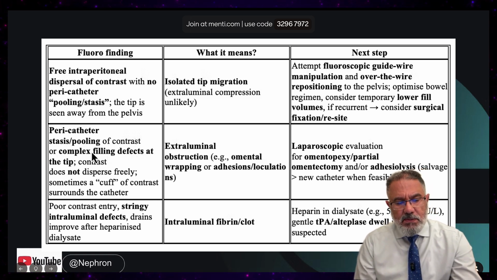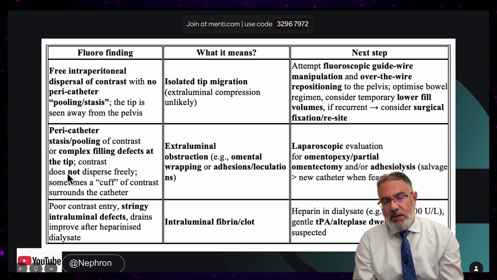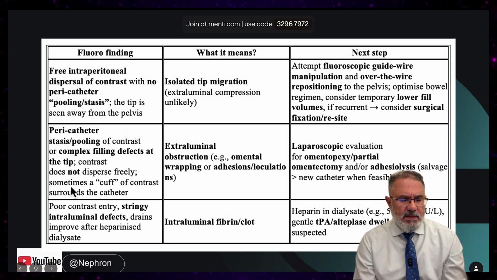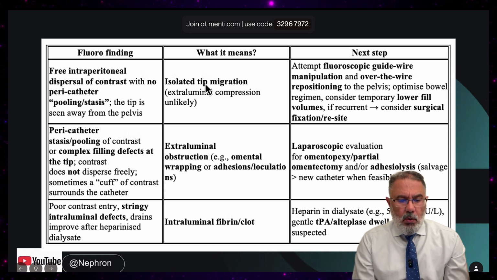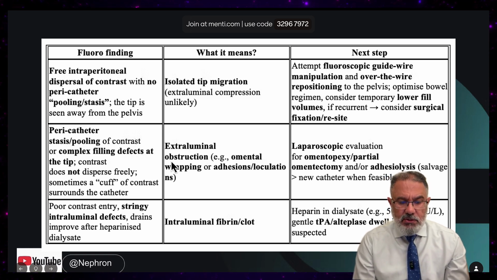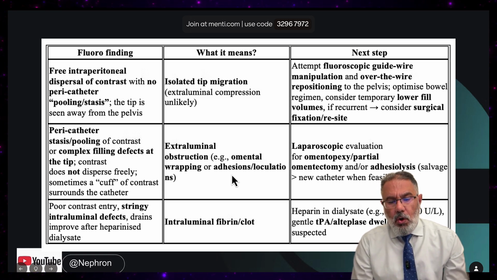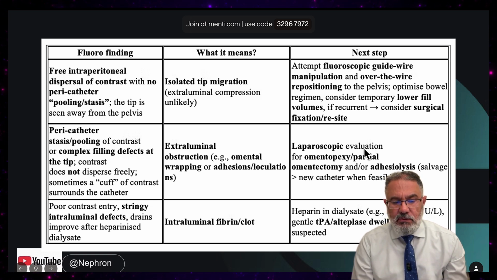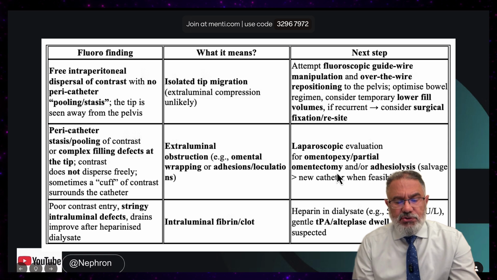If you find there is stasis and pooling, as we've seen in this multiple choice question, there is a complex filling defect at the tip, and contrast does not disperse freely in the abdomen on the film or fluoroscopy. Sometimes there is a cuff of contrast around the catheter. That means extraluminal obstruction, for example omental wrap or adhesion loculation. The only way to fix this problem is laparoscopic evaluation for omentoplexy and/or adhesiolysis. Often this is done under general anesthetic.